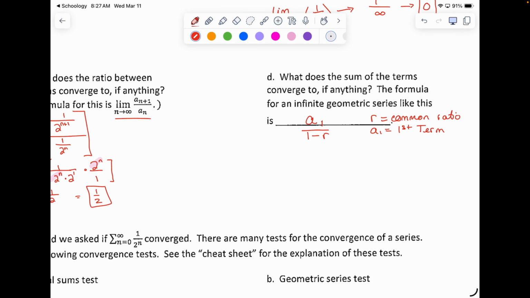Okay, so let's see if we can find the sum. We know that the common ratio is 1/2, and we know that the first term is 1. So my formula is 1 over 1 minus 1/2.